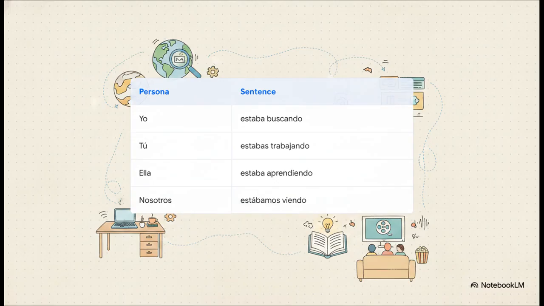Let's see how this formula paints a picture of actions that were actively happening in the past. Just listen to how these flow. Yo estaba buscando un sitio web. I was looking for a website. Tú estabas trabajando en la oficina. You were working in the office.